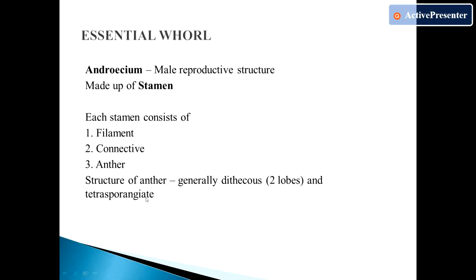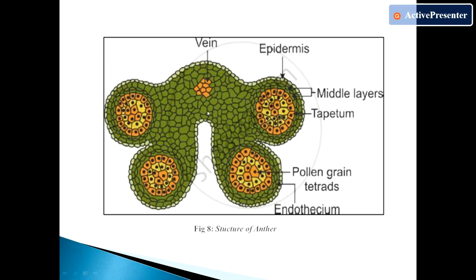Tetra means four. See the structure of the anther. If you take the TS of the anther, you can see the outermost layer is known as the epidermis. This is the epidermal layer made up of parenchyma cells. The second one is the endothecium, a long elongated structure, and below the endothecium is the middle layer. The middle layer is made up of 2-3 layers. So: epidermis, endothecium, and middle layers.